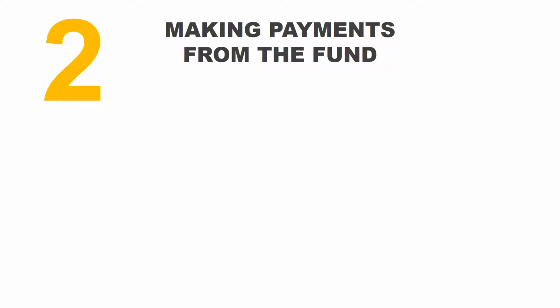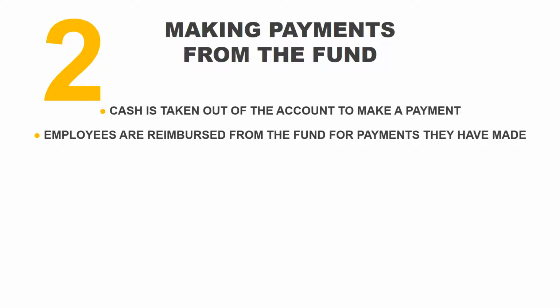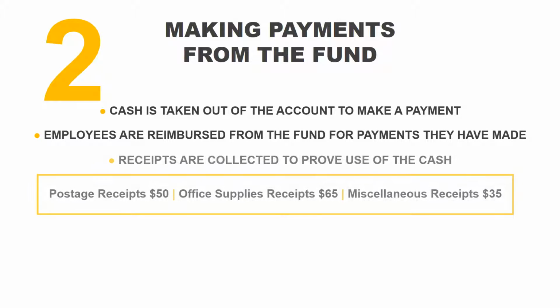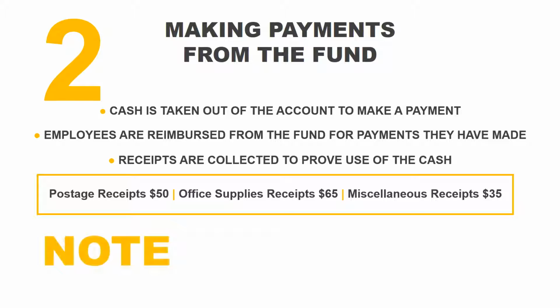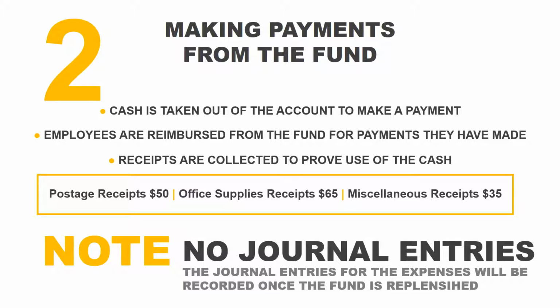Payments from the petty cash fund are made one of 2 ways. Either the cash is taken out of the account to make a payment, or employees are reimbursed from the fund for payments they have made. Receipts are then collected and kept to prove the use of the cash. Note that no individual journals have been made. The journal entries for the expenses will be recorded once the fund is replenished.